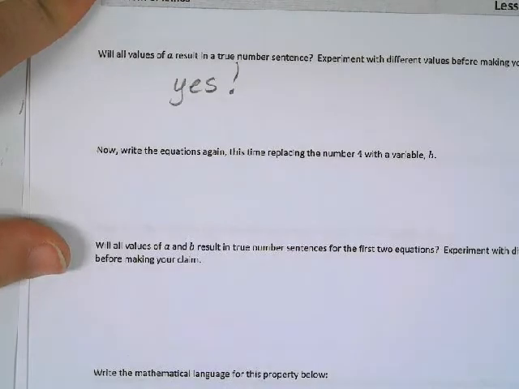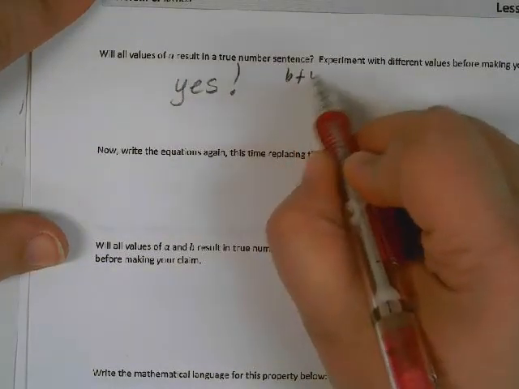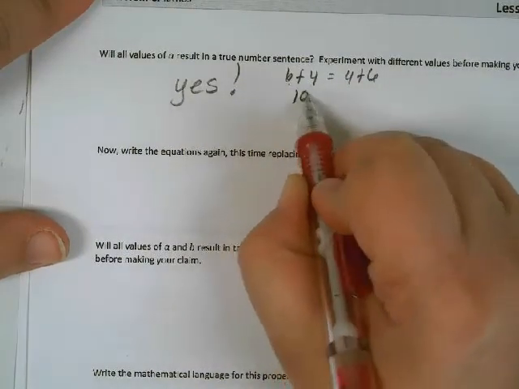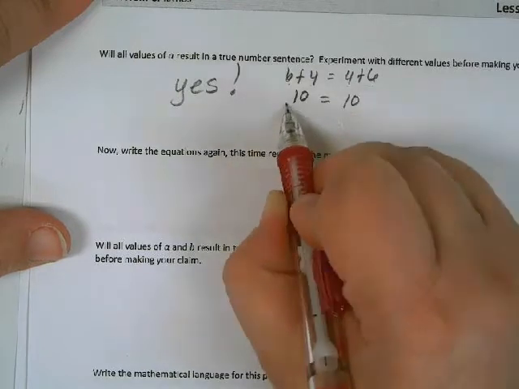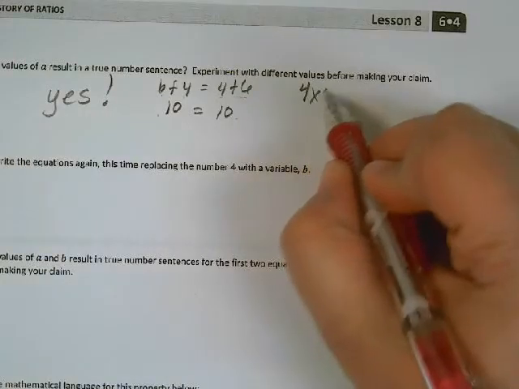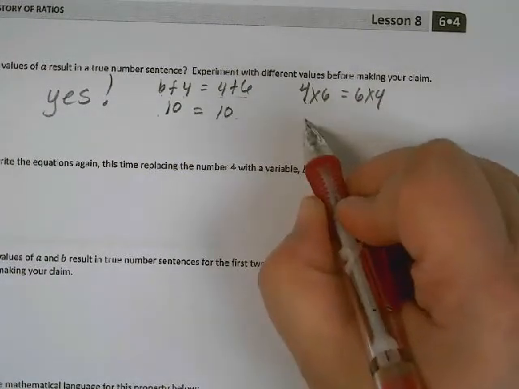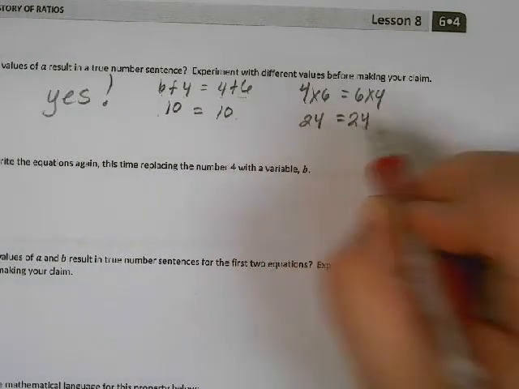And so they want us to do some practice. So for example, 6 plus 4 is equal to 4 plus 6. How much is 6 and 4? They're both 10. And 4 and 6 is 10. Is 10 equal to 10? Yes. 4 times 6 is equal to 6 times 4. 4 times 6 is 24, and 6 times 4 is 24. Is 24 equal to 24?